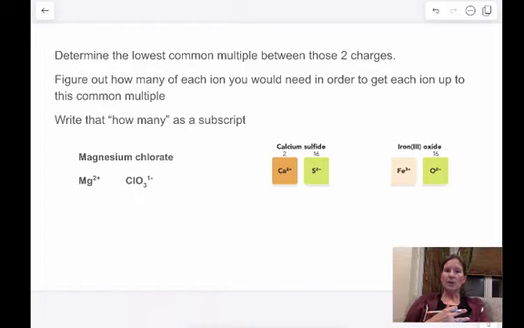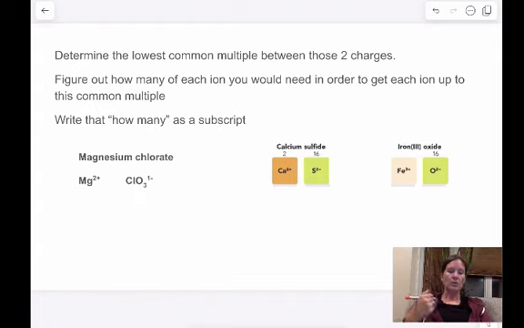Now this is the hardest part of writing formulas for ionic compounds. Now that I have the ions and the charges, I need to figure out what the correct formula is. Correct formulas are going to be the ones where the number of pluses and the number of minuses add up to 0. So usually what I am asking myself is, what is the lowest common multiple between the two charges I wrote down, so I can figure out what subscripts I need.